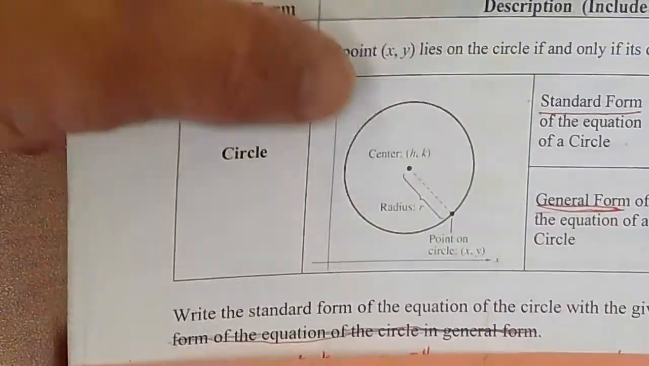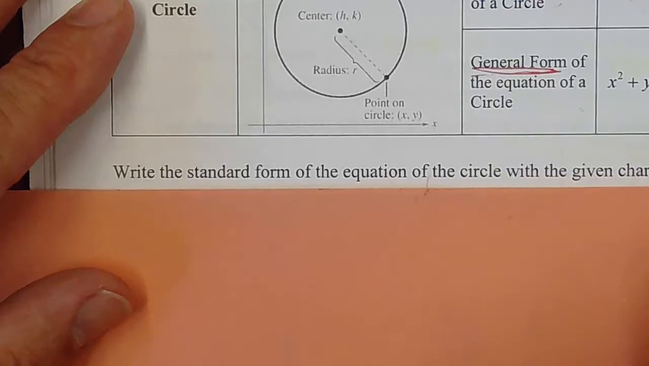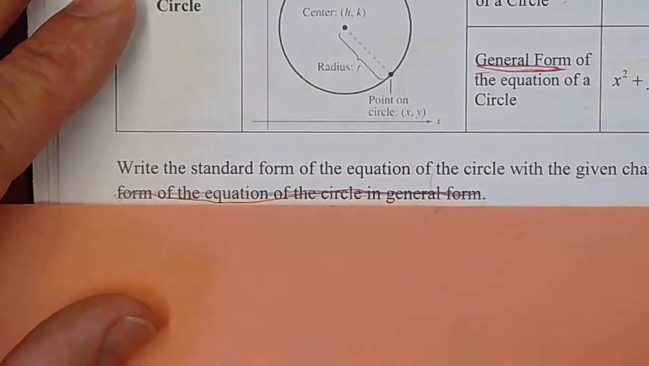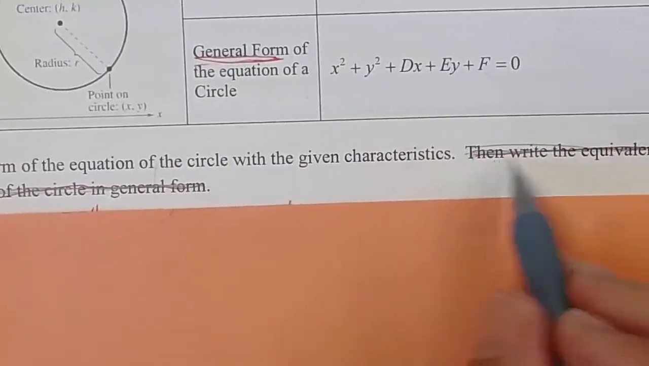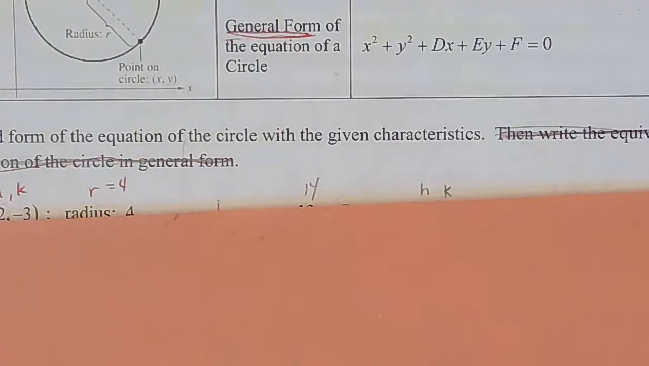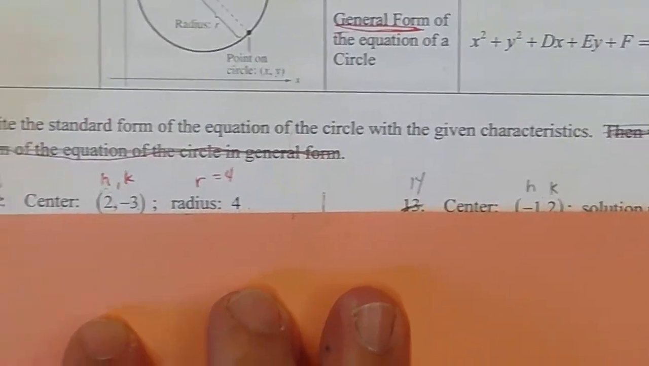Okay, so let's look at the directions of this first one. Write the standard form of the equation of the circle with the given characteristics. I don't know if I deleted it on your directions or not. The second part, we're not going to write it in general form, so you can scribble that part off if you want.